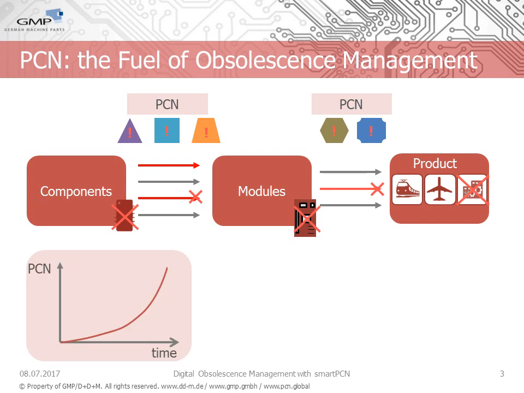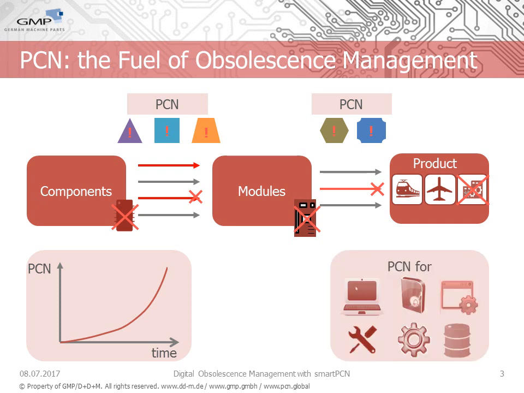Looking at the overall number of PCN just in the electronic industry, we see a dramatic rise of the number of PCN. Each day, about 50 PCN in average are issued worldwide. There are not just PCN for electronic parts. Software, data, services, tools, spare parts, and even materials are modified or discontinued every day.